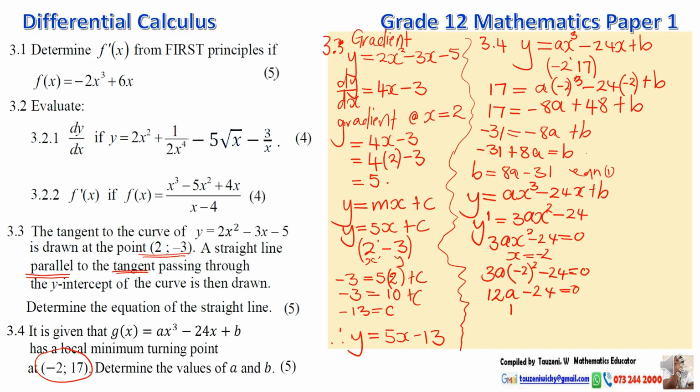Then from there, 12a is equal to 24. Basic algebra, I'm solving for a and dividing both sides by 12. A will give me the value of 2.